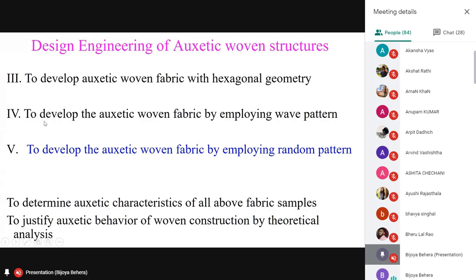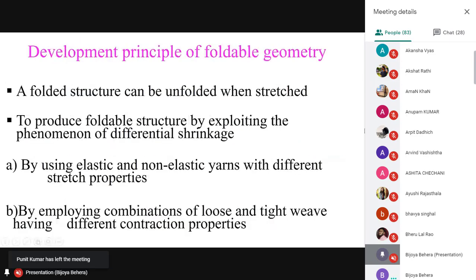Then I have taken one to develop auxetic fabric employing wave pattern. How this wave pattern is denoted, I will show you. Also, we have developed auxetic fabric by random pattern. So all these patterns I will show you diagrammatically. This is after the structure is developed. We have developed these structures in CAD software.